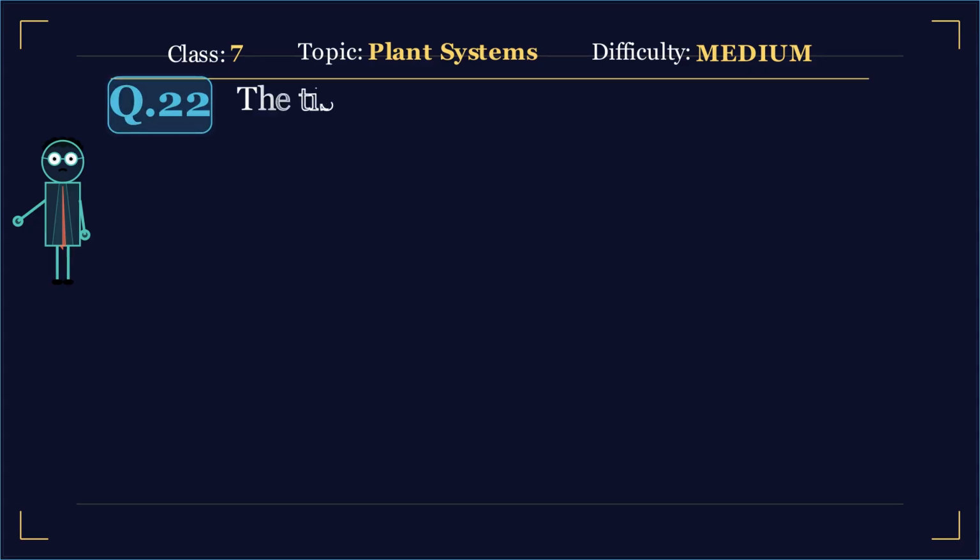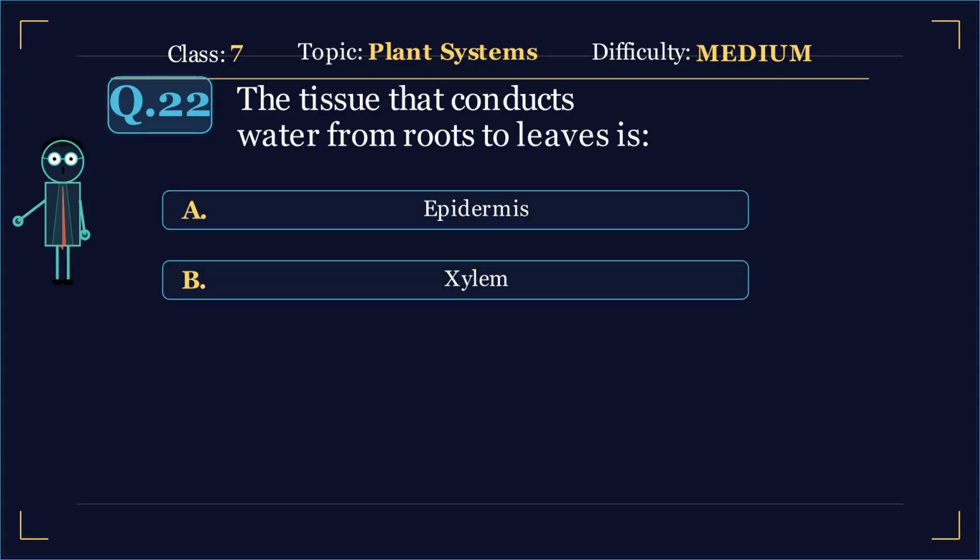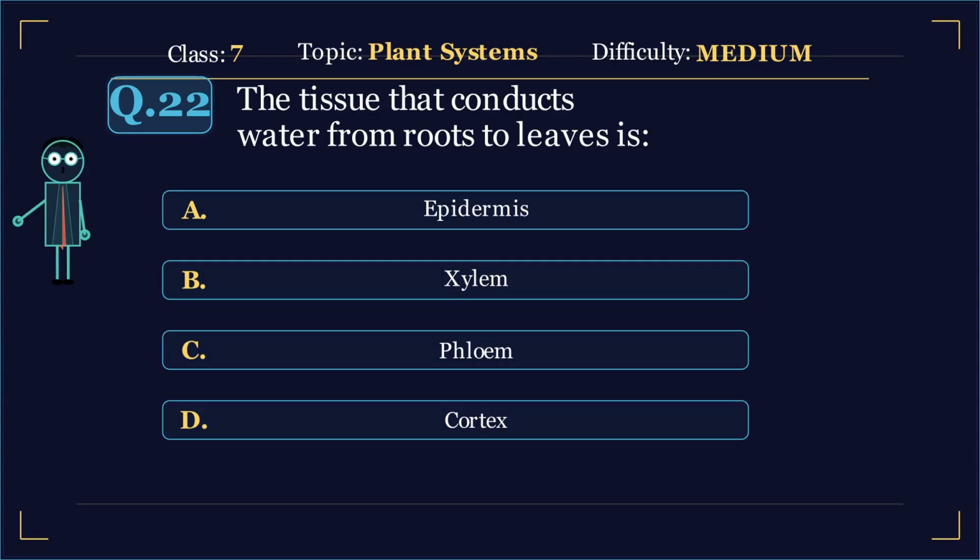Question 22. The tissue that conducts water from roots to leaves is blank. Option A, epidermis. Option B, xylem. Option C, phloem. Option D, cortex.